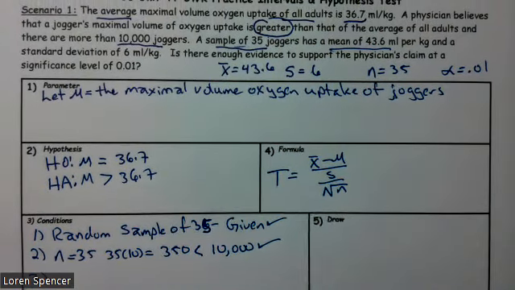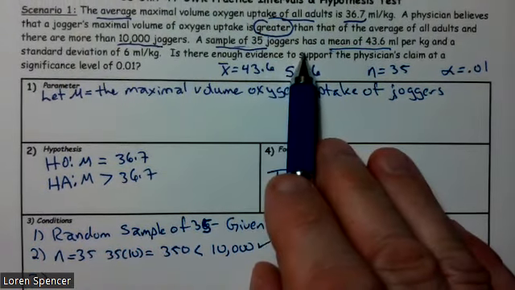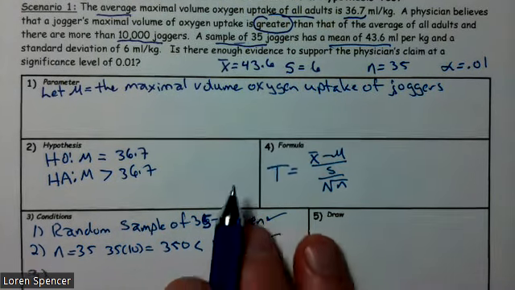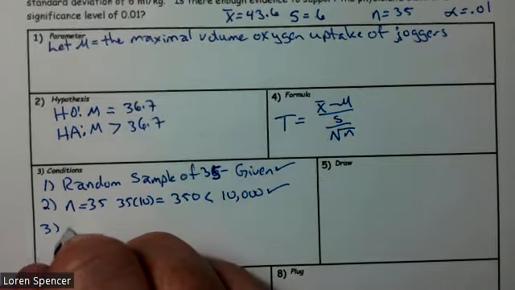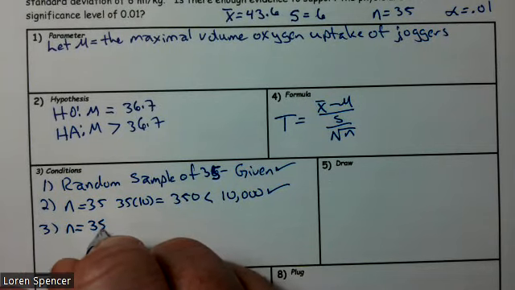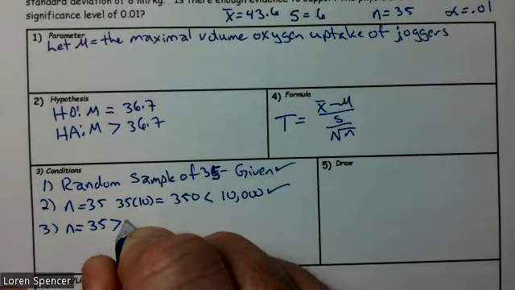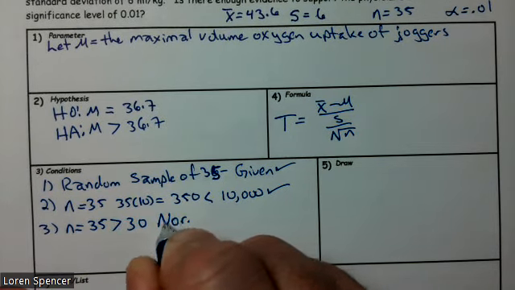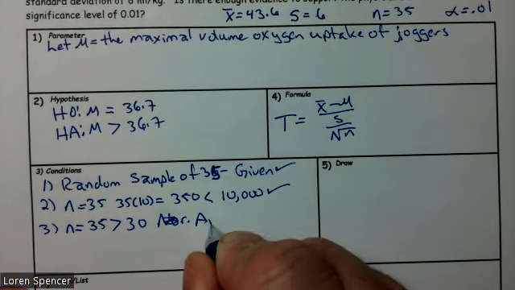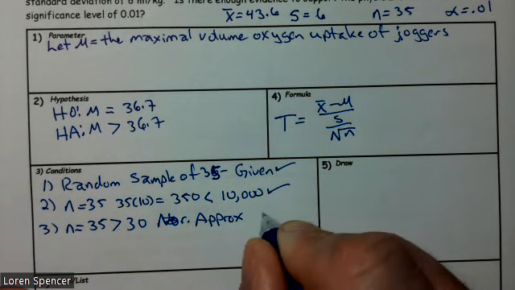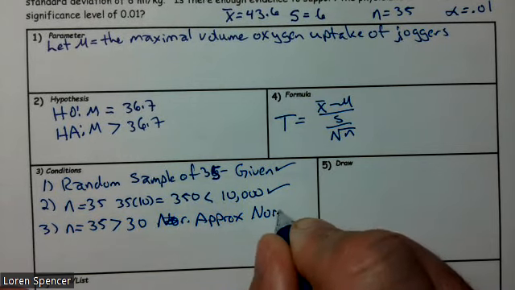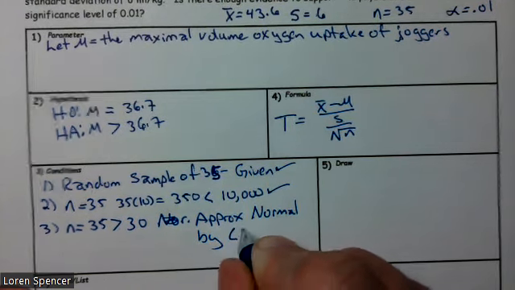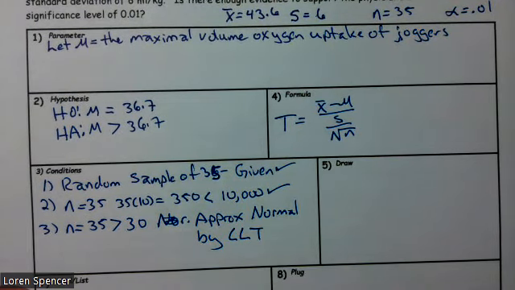And normality, well, we don't know if oxygen uptake is normal or not, but we have a sample size of 35, so n equals 35, and that's greater than 30. So it's normal. Actually, it's approximately normal by CLT, by central limit theorem.